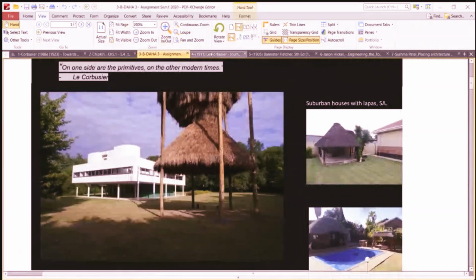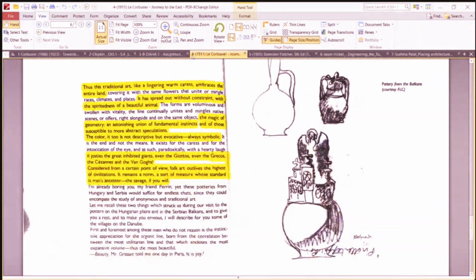Maybe that's a bit of a lightning bolt to you. Let's move on and look at an architectural historian.